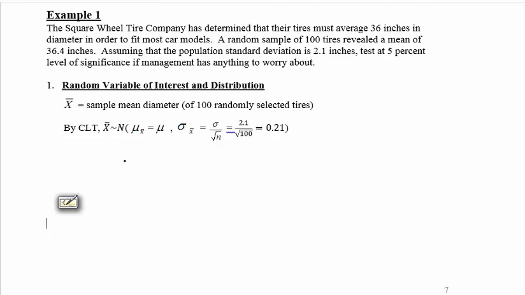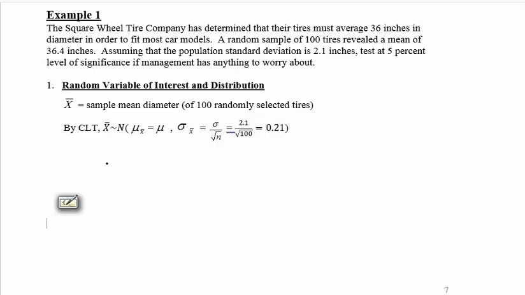Example 1. This is some Chapter 7 review, but we're talking about X bar, the sample mean. This is the sampling distribution problem. We know that the sampling distribution X bar follows a normal distribution since our sample size was very large. We took a sample of 100 tires, so by the central limit theorem, X bar is approximately normal. And I've defined its parameters here.